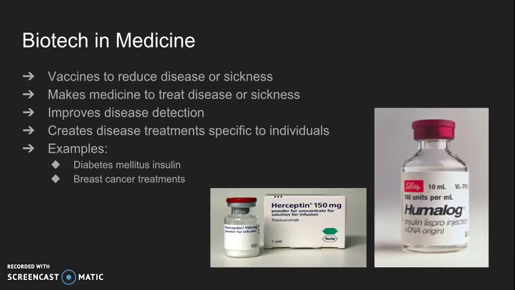And then another example would be newer breast cancer treatments for women that develop breast cancer. They would be tested to see if their breast cancer was inherited, and if so, they could be given a medicine that is designed to target that particular aspect of their genetics. And an example of this would be Herceptin.